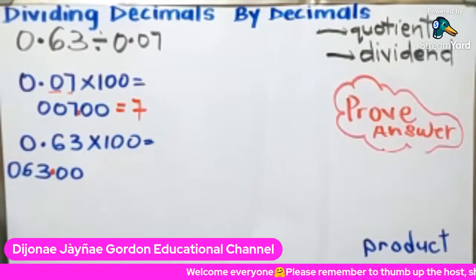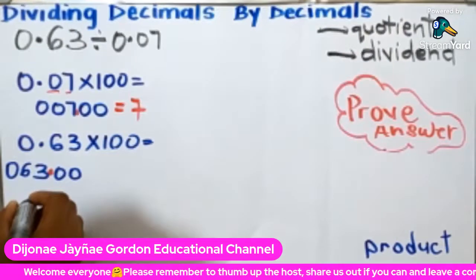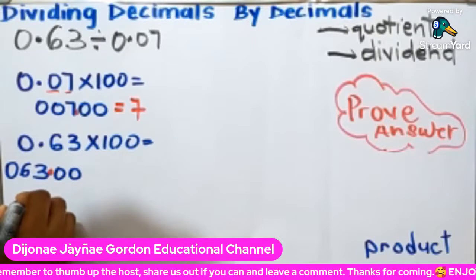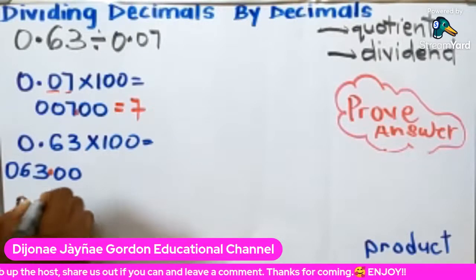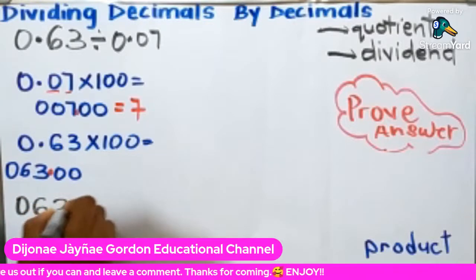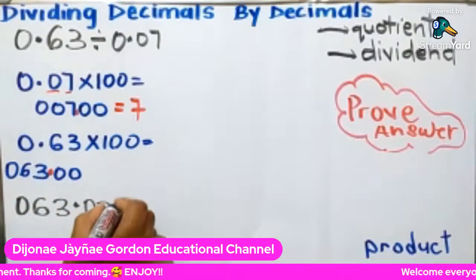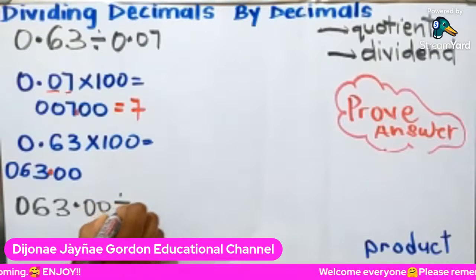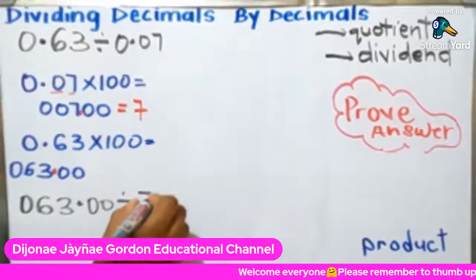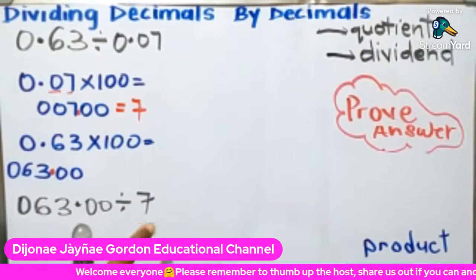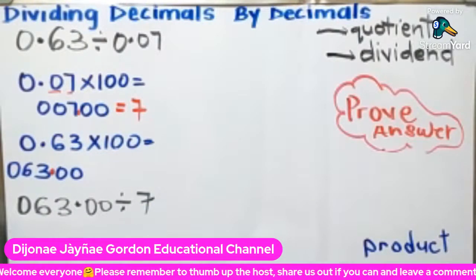All right. So now we're going to rewrite the problem so we see what it is that we are working with. So I'm going to rewrite it for you. In this case, we have 0.63.00. And of course, we're dividing by 7. So if you look carefully, you realize now that our 7 is now a whole number, which is the aim.